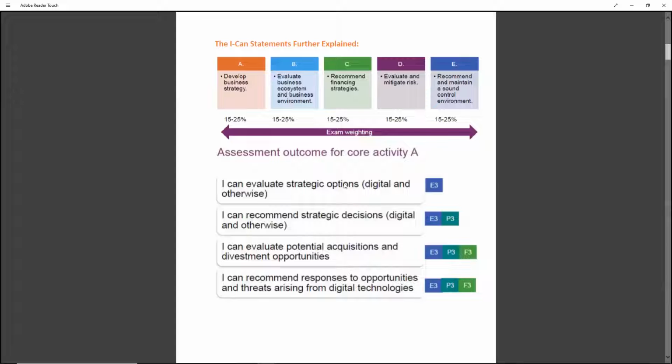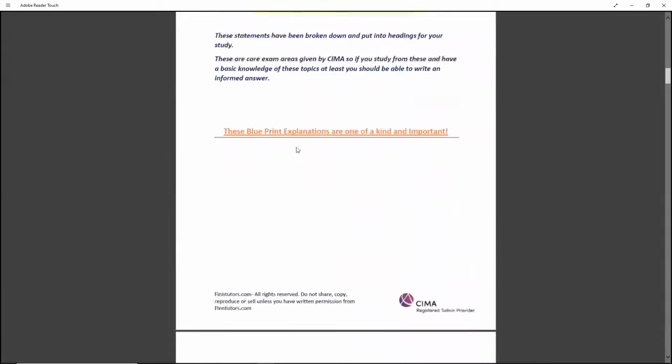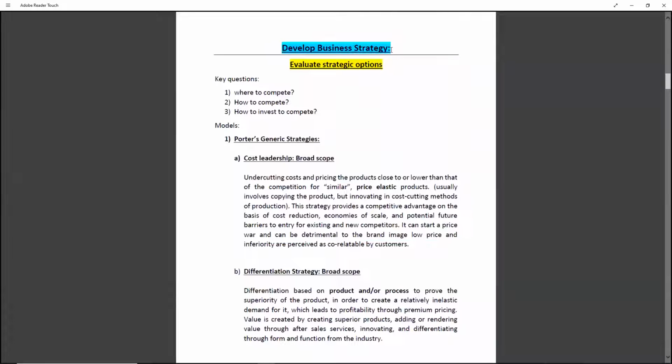So what we have done as part of this blueprint document is, let's move down and you will see the explanations. So we have given the blueprint heading A, which is develop business strategy. The first I CAN statement was evaluate strategic options. So over here, you will see all the strategic option models which you can possibly use. So see how simple your revision becomes. See how simple your explanation becomes. If after doing the revision course, you have revised from here, there is no chance that you've missed out on a topic which is important.